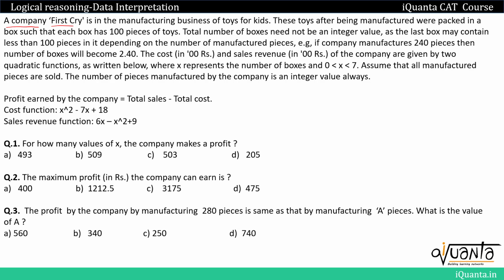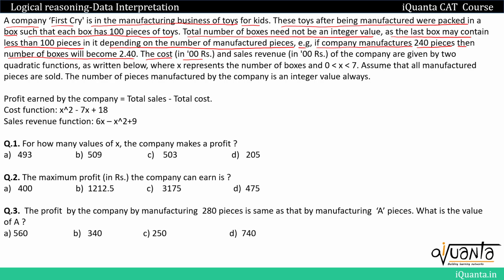A company, First Cry, is in the manufacturing business of toys for kids. These toys, after being manufactured, were packed in a box such that each box has 100 pieces of toys. Total number of boxes need not be an integer value, as the last box may contain less than 100 pieces in it, depending on the number of manufactured pieces. For example, if the company manufactures 240 pieces, then the number of boxes will become 2.4.